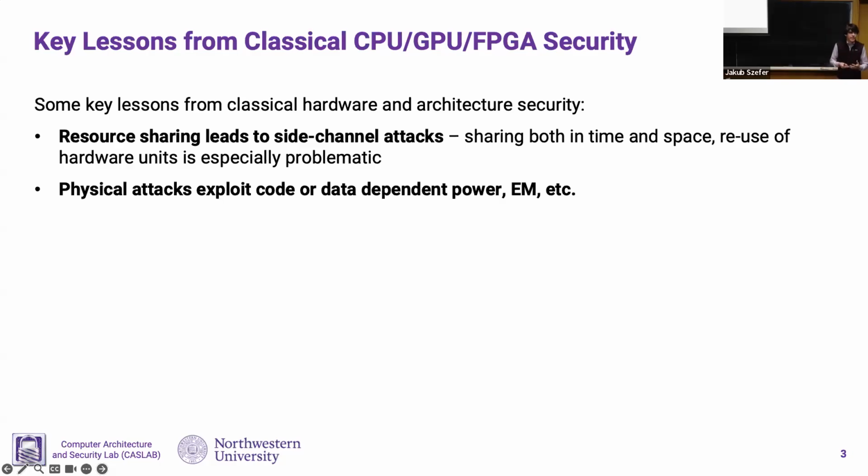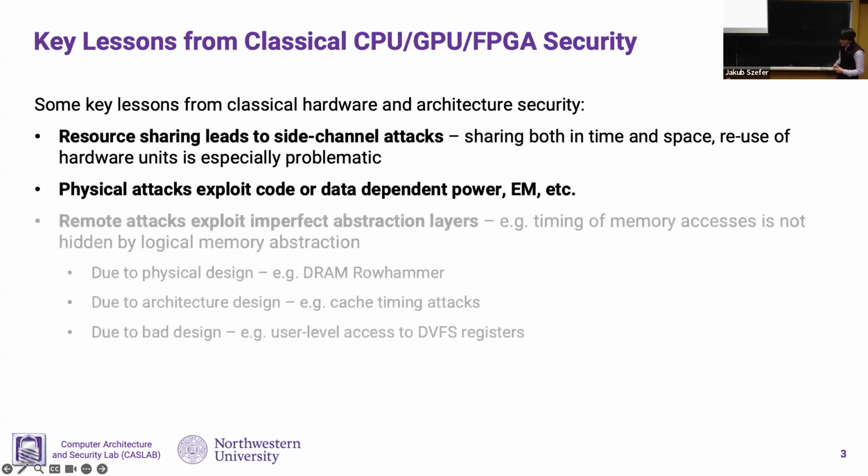The second lesson, maybe pretty obvious: the physical attacks, of course, exploit any code or data-dependent power or EM or other emanations. So whenever you're doing some computation, at least classically, the power consumption is related either to the code or data. And if somebody can observe that, then they can exploit it. And this requires physical access, but can be quite powerful.